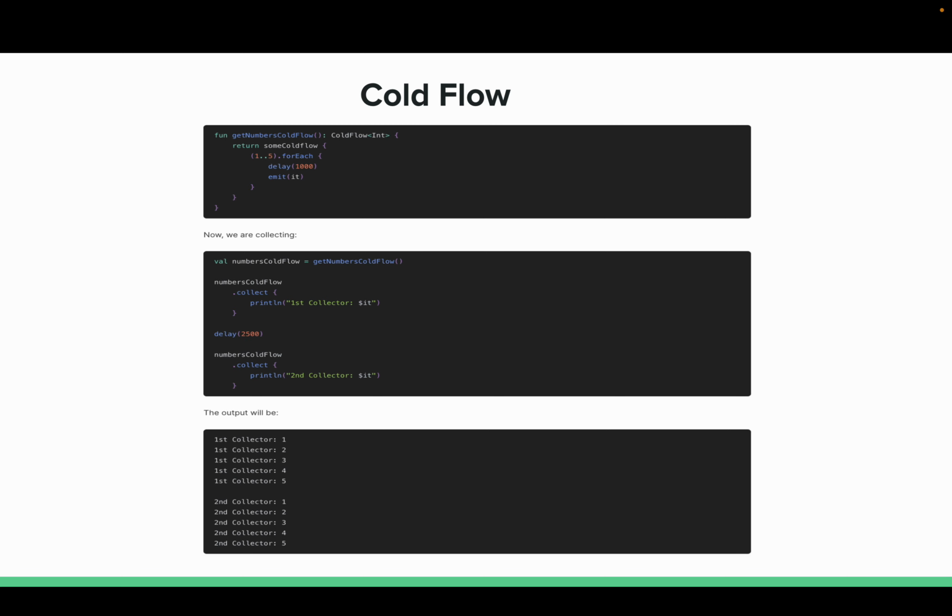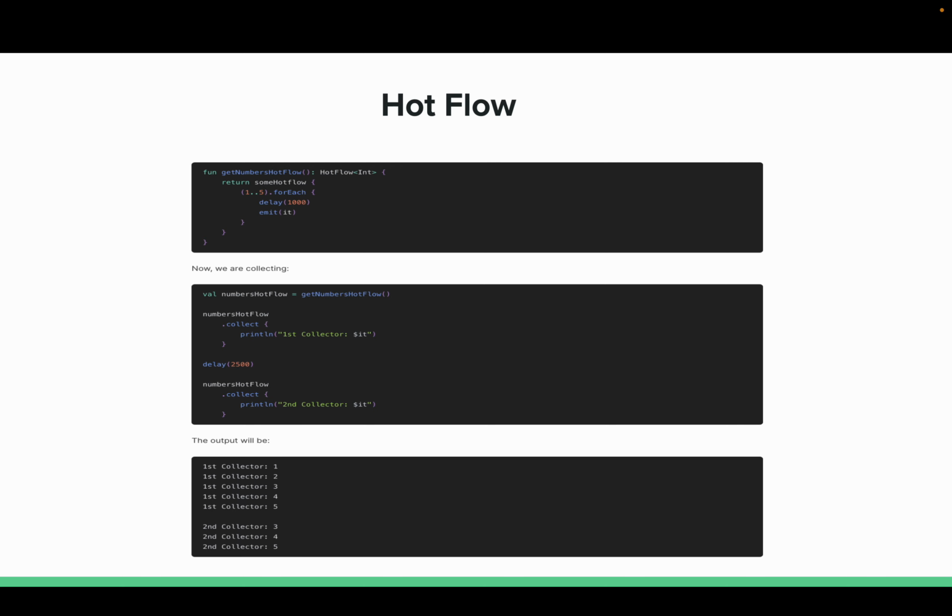So, in this case, suppose we have a cold flow that emits 1 to 5 values at an interval of 1 second. Here, both the collectors will get all the values from the beginning. For both collectors, the corresponding flow starts from the beginning, so all the 5 values will be collected for both the collectors.